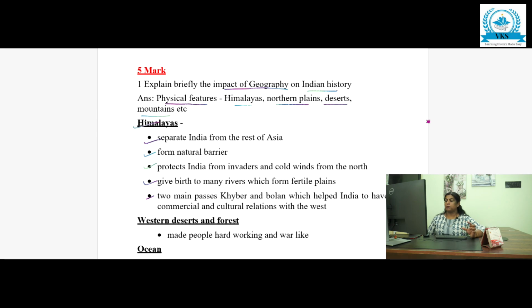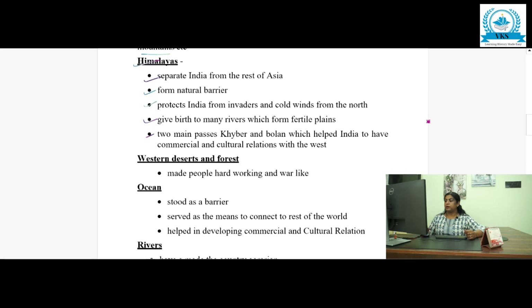Like in proper sentences: Himalayas, it separates India from rest of Asia. It forms a natural barrier. It protects India from invaders and also protects India from cold wind coming from the north. It gives birth to many rivers which form the fertile plains, and the two main passes, Khyber and Bolan Pass, are situated here. Now coming to the next subheading, Western deserts and forests. Deserts and forests made the people hard-working and warlike. That is the explanation which you have to give for the second subheading.